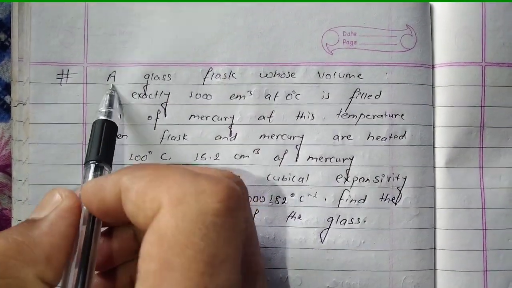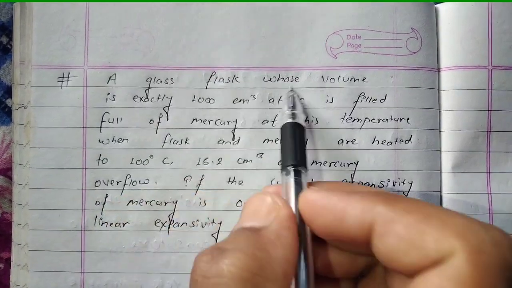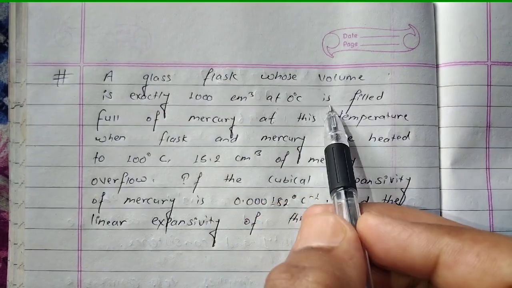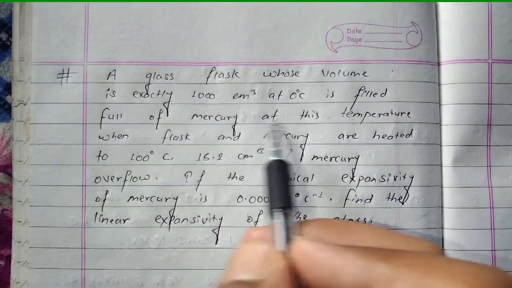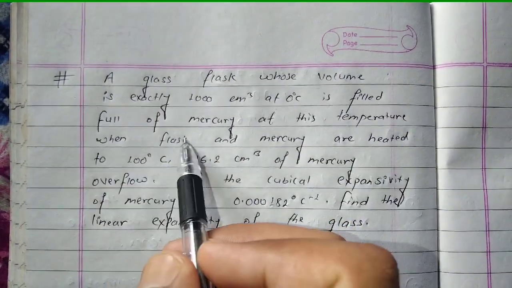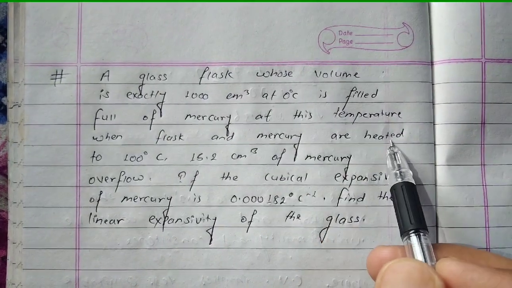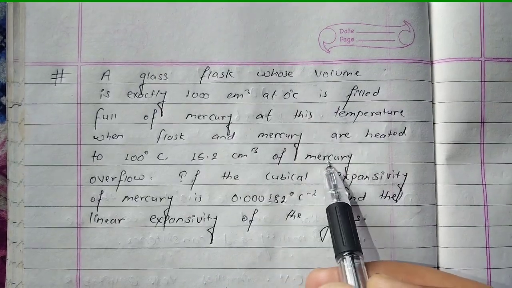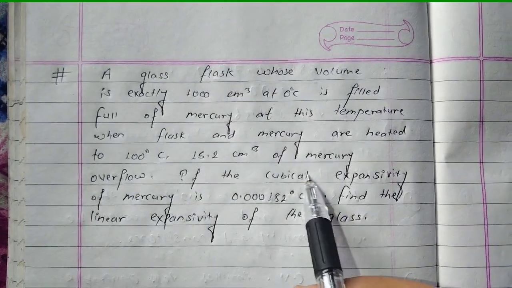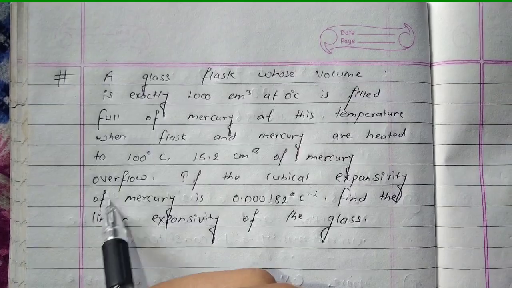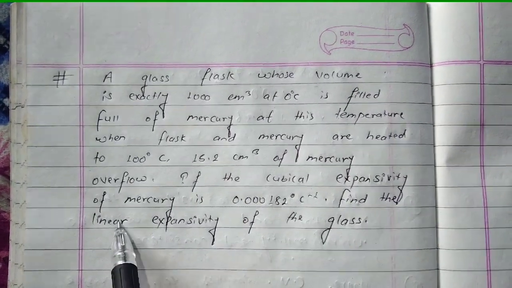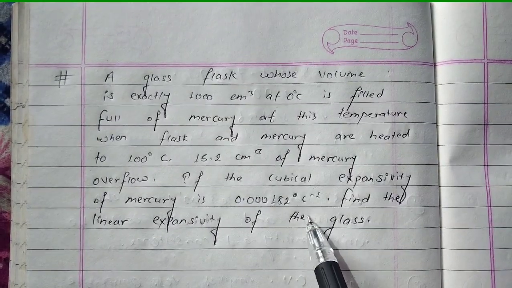A glass flask whose volume is exactly 1000 cm³ at 0 degrees Celsius is filled full of mercury at this temperature. When the flask and mercury are heated to 100 degrees Celsius, 15.2 cm³ of mercury overflows. If the cubical expansivity of mercury is 0.000182 per degree Kelvin, find the linear expansivity of the glass.